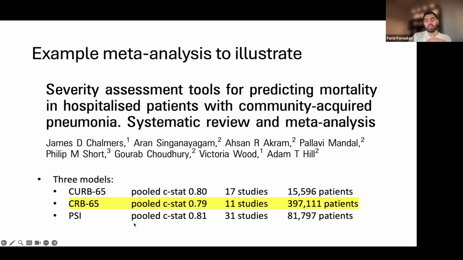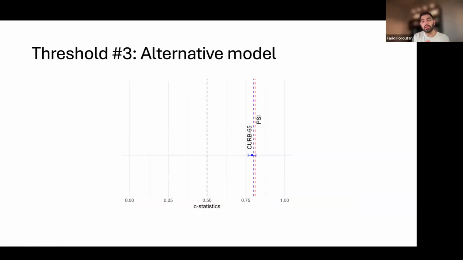And let's say you now want to make a target of certainty rating for CRB65. Is this 0.79 acceptable or is it not acceptable? Well, what you could do is use the two other models for the same disease population, for the same outcome, as potential targets of certainty rating. So again, you have CURB65 in this purple dashed line. You have Pneumonia Severity Index in the red dashed line.